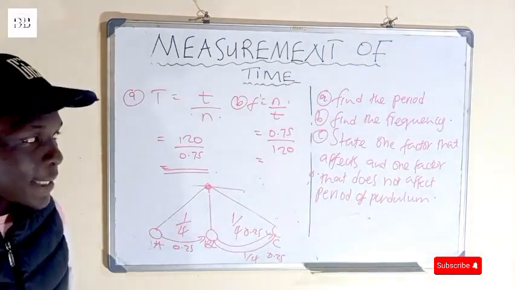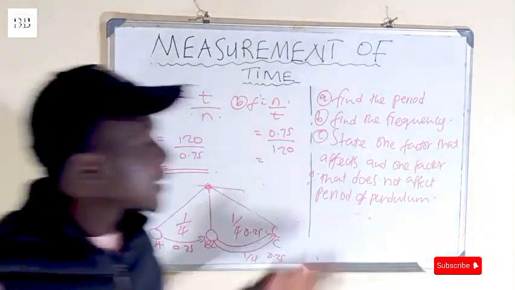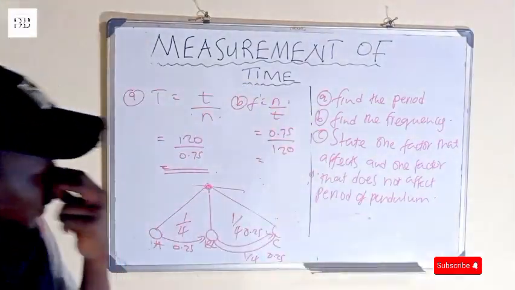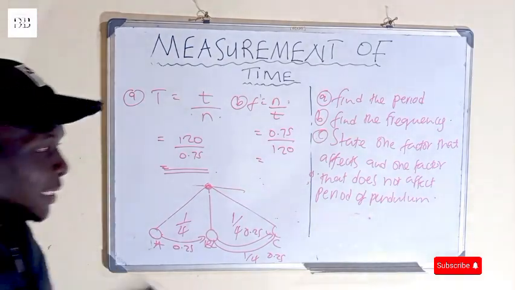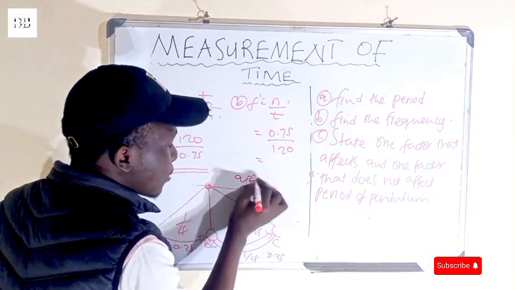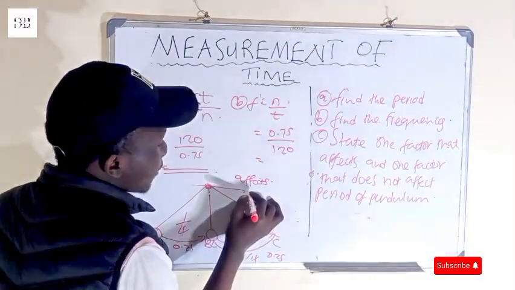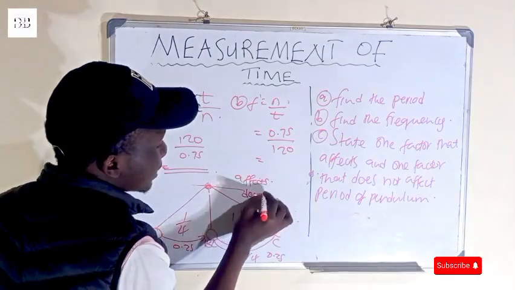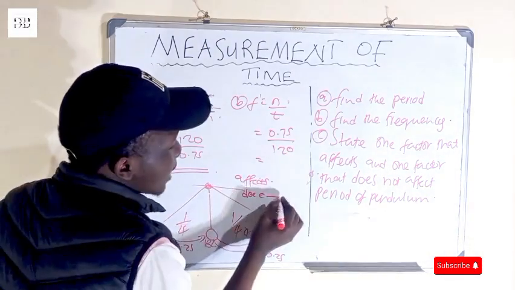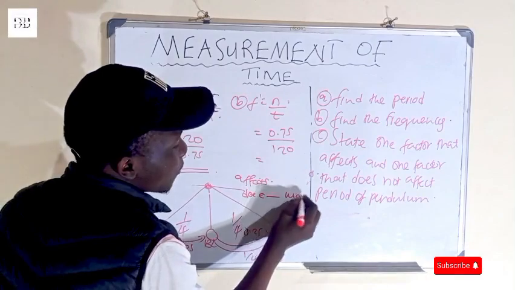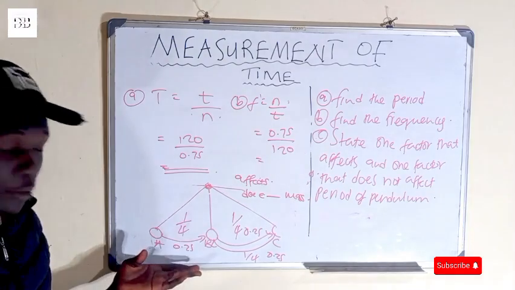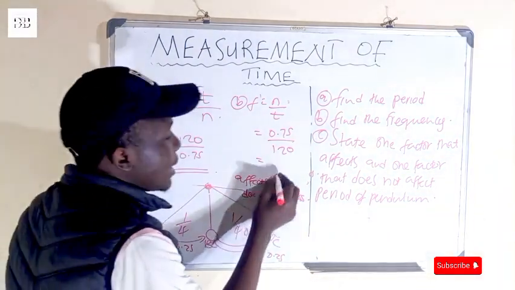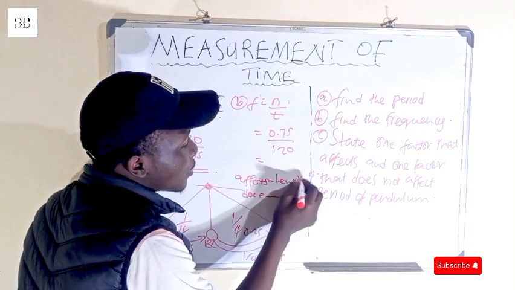Finally, we have: state one factor that affects the period of a pendulum and one factor that does not affect the period of a pendulum. The factor that does not affect is the mass of the bulb. So the mass of the bulb here does not affect the period of the pendulum, but the length does affect the period of the pendulum.